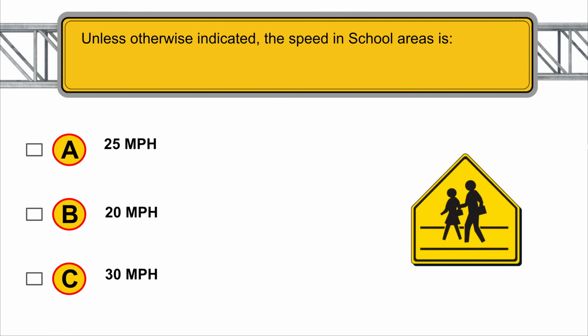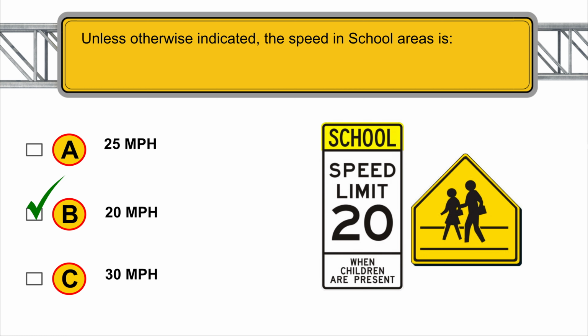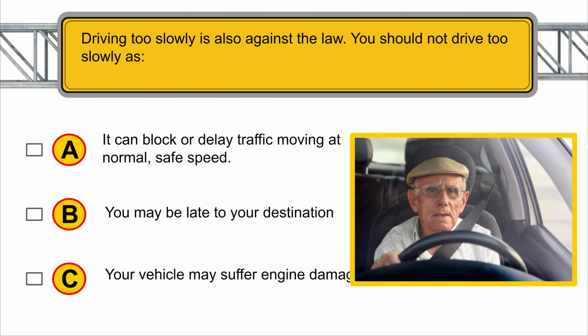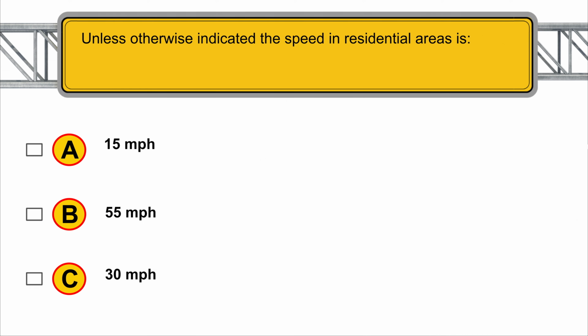Unless otherwise indicated, the speed in school areas is 20 miles per hour. Driving too slowly is also against the law. You should not drive too slow because it can block or delay traffic moving at normal speed. Safe speed. Unless otherwise indicated, the speed in residential areas is 30 miles per hour.